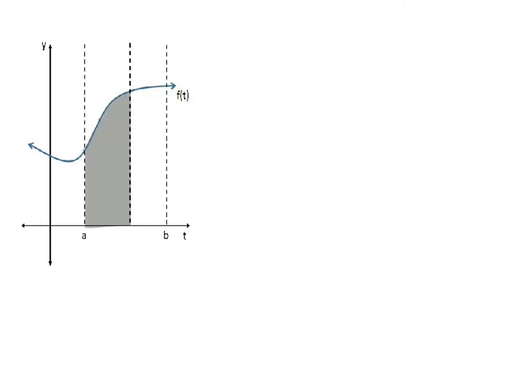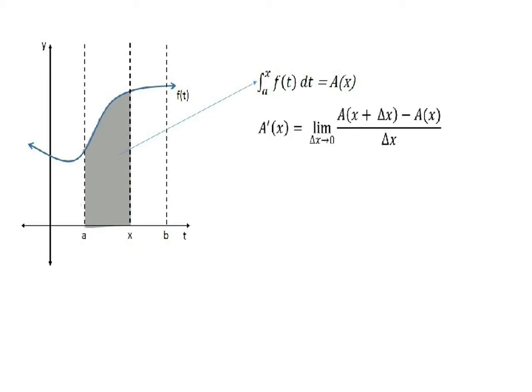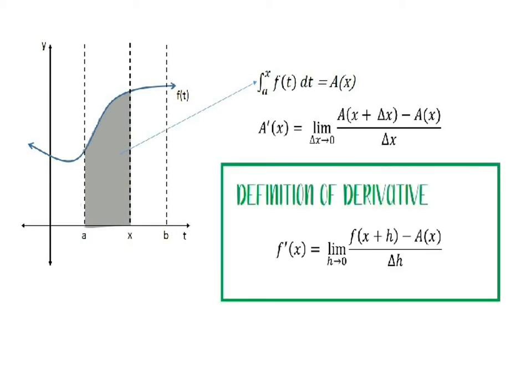Let's get some area under the graph. Let's call it the integral from a to x of f(t) dt. Now this area can also be defined as a function of x. Let's call it A(x). So A(x) is equal to the integral from a to x of f(t) dt. The derivative of A(x) can be defined as the limit as delta x approaches 0 of the quantity A(x plus delta x) minus A(x), over delta x. This came from the definition of derivatives. Remember it sometime. It might be helpful to you.